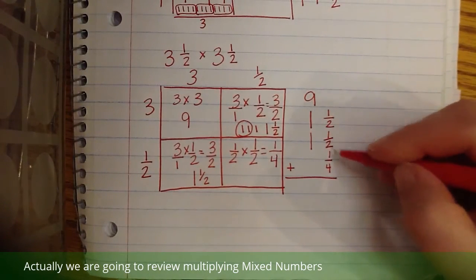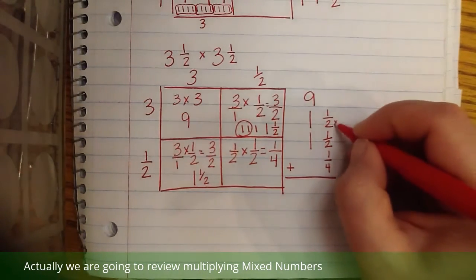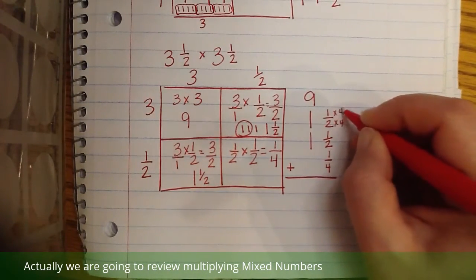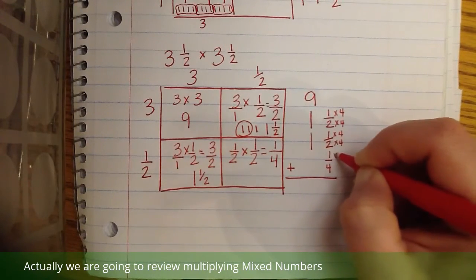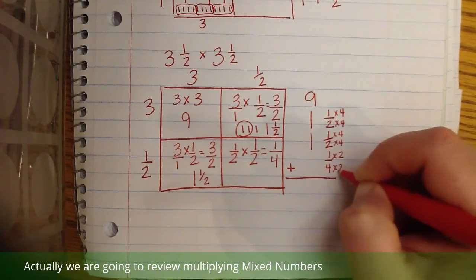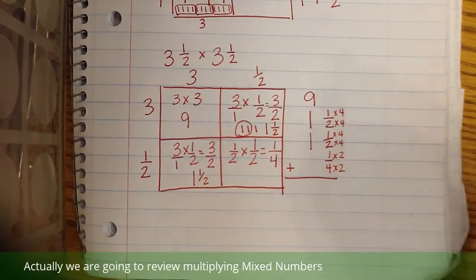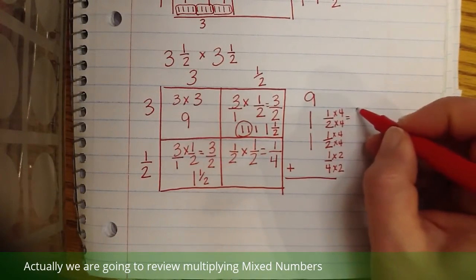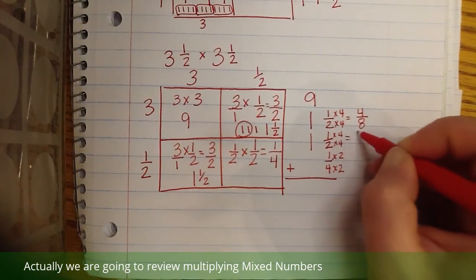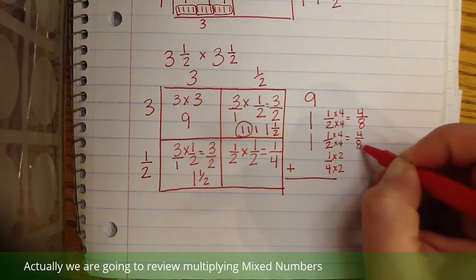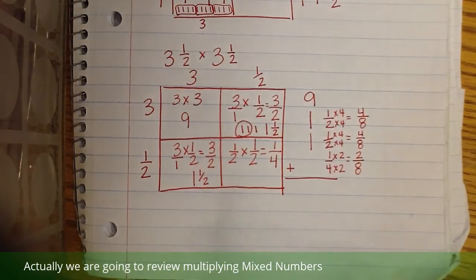These are halves. This is fourths. So what am I going to do? I'm going to multiply these by 4, and I'm going to multiply this one by 2. So these I'm going to do by 4, and these I'm going to do by 2. So I get 4 eighths, 4 eighths. So I'm going to get 2 eighths.